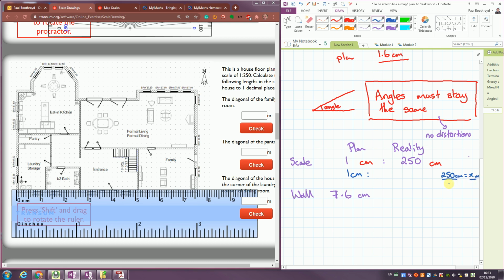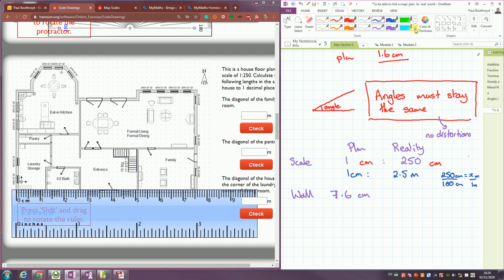Same idea as I've done above. I know one conversion: 100 centimetres is 1 metre. Rearrange it and I've got 250 divided by 100 multiplied by 1, which is 2.5 metres. That's a conversion I can do at any time, but it's handy to know that I can do it. So for each centimetre on here, 2.5, 5, 7.5, 10, 12.5, 15, 17.5, and then a little bit more, and I've got 0.6.